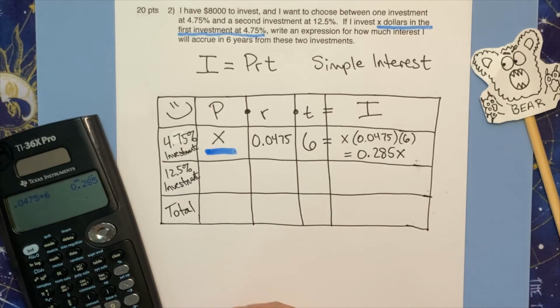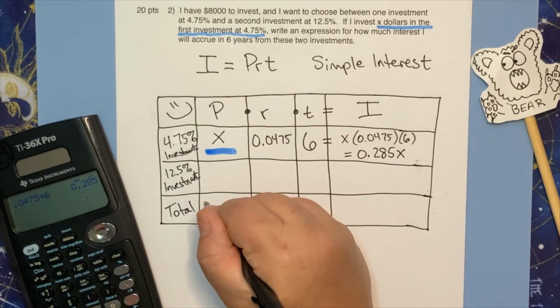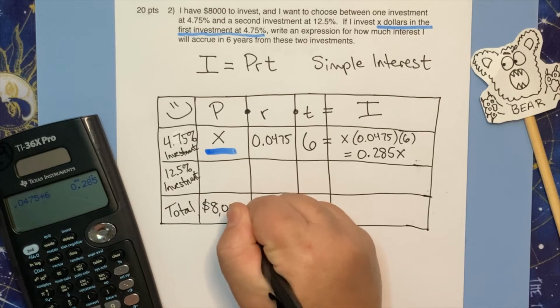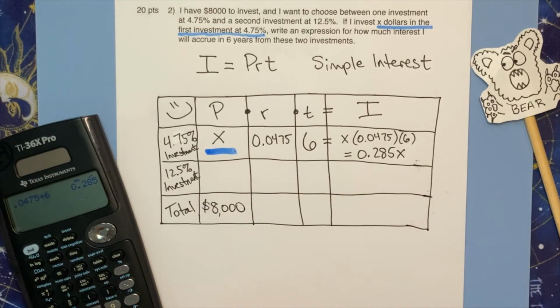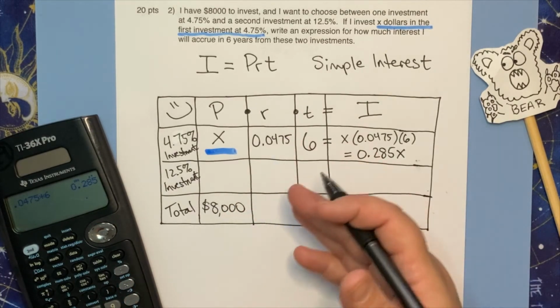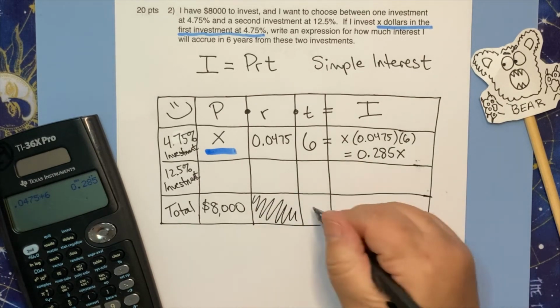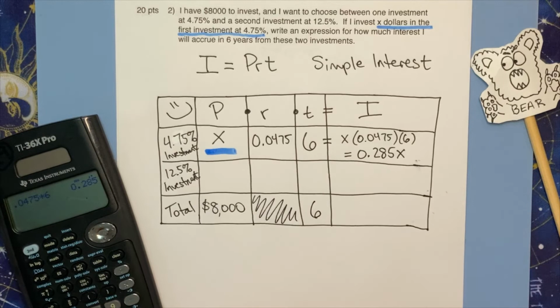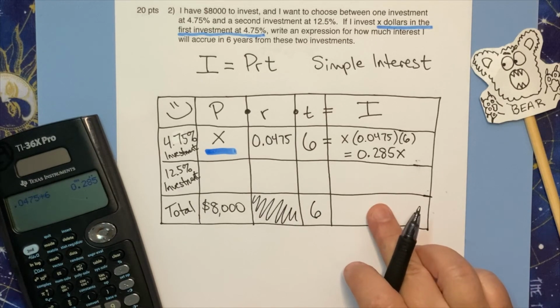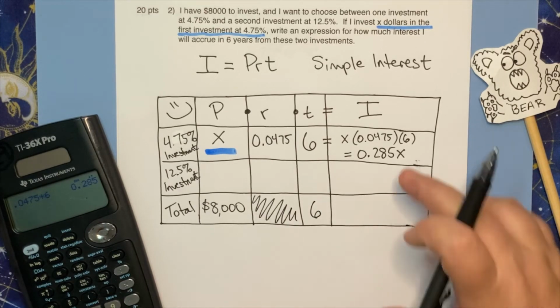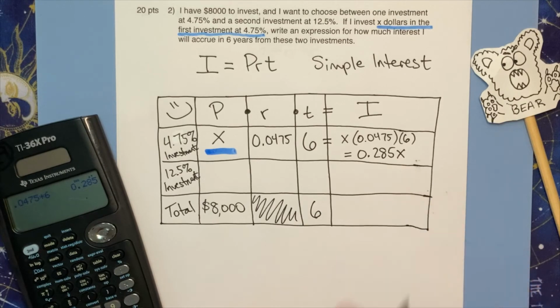And then for my total, I know I've got $8,000 to invest. And the interest rate, well, I've got 2 different interest rates, so this is not going to be helpful. It's 6 years. And am I going to know how much interest I'm going to earn? Well, I need to figure this out first, and then I'll be able to figure this.